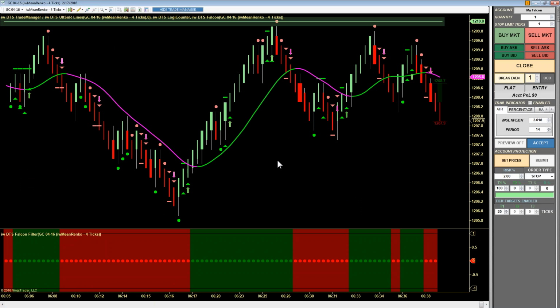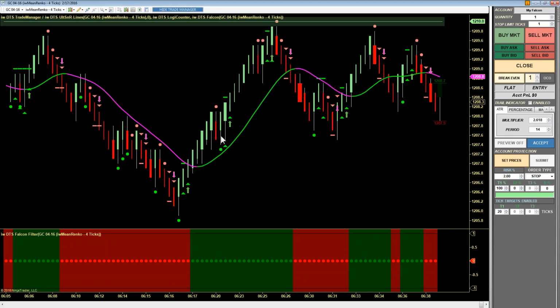The Falcon Swing Trader, we're looking for confluence, similar to the Hawk. We've got this trend line here, and we're going to be trading in the same direction as the trend line color. So when it's red, we're looking to sell. When it's green, we're looking to buy. And again, we're looking for confluence. So we're looking for a green signal, green trend line, green filter.